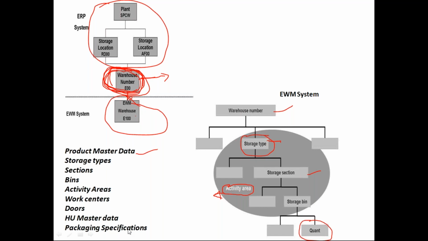And we have something called packaging specification. Packaging specification is nothing but packing instruction. You would have seen packing instructions in ERP. So why do we use packing instruction? To generate a HU automatically depending on certain conditions. So here also we use packaging specification to generate HUs based on certain conditions.